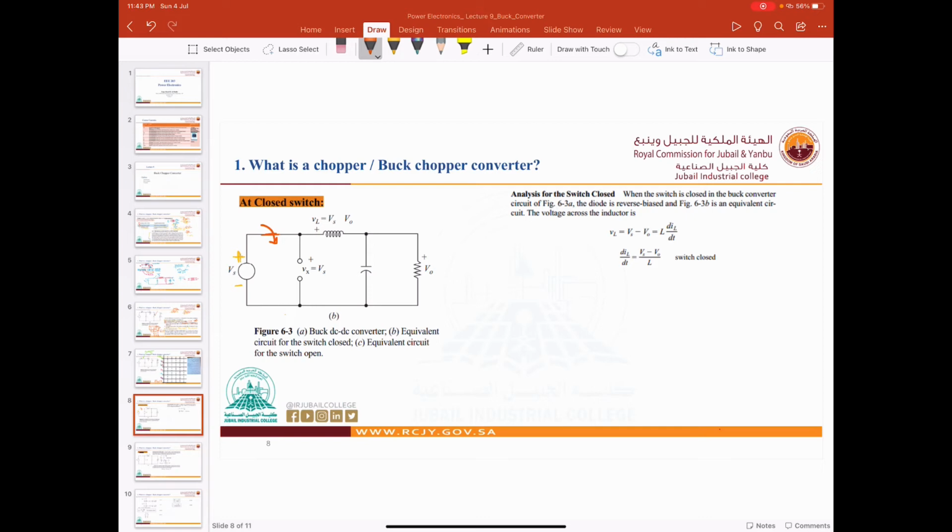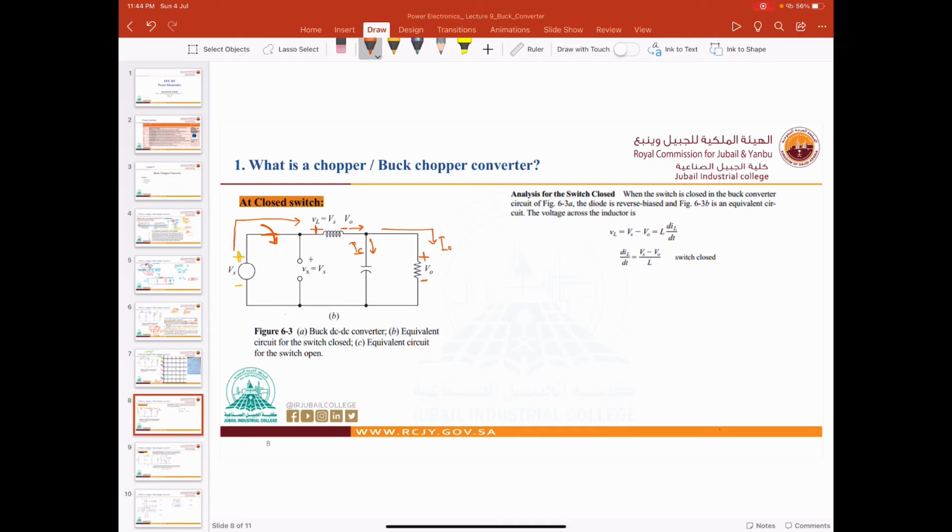Now what will happen? We know that the current will go from here through the L, the inductive load, and we will have voltage here, positive, negative, right? And the inductive load is going to charge, right? And of course also we will have current going through the capacitor, which is called IC, and we have current going here, which we can call I out, and we have voltage here, positive, negative, right?